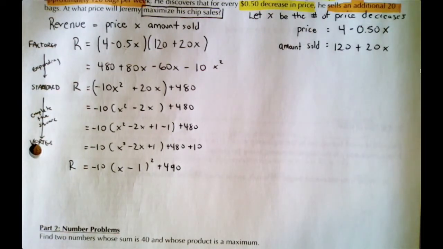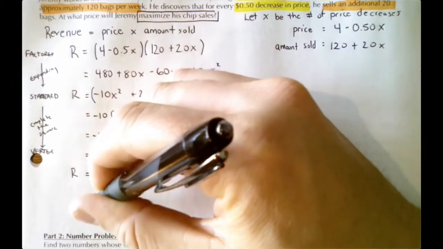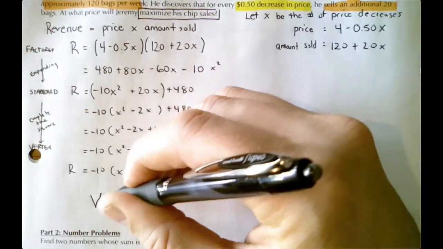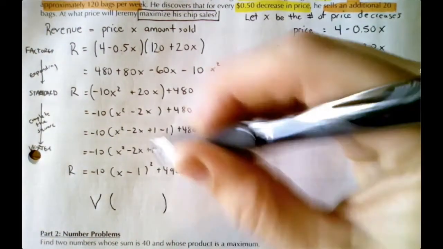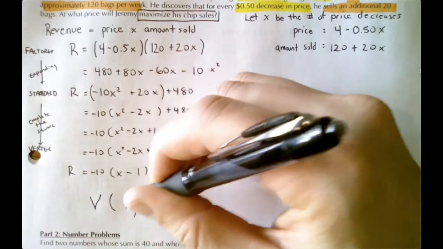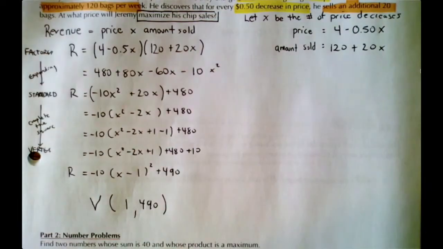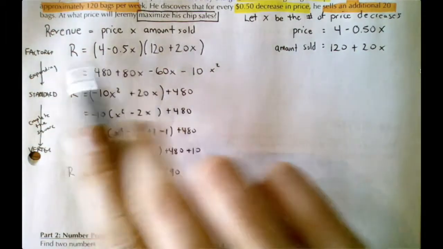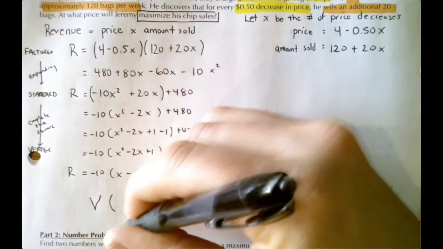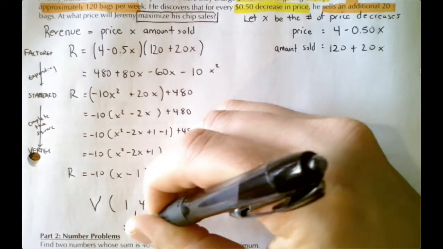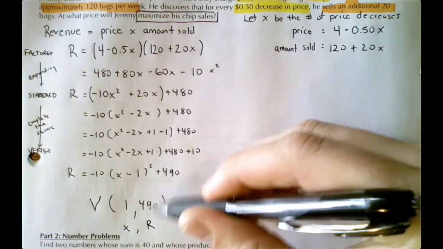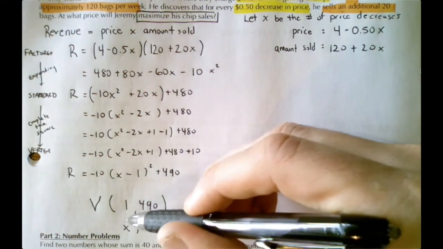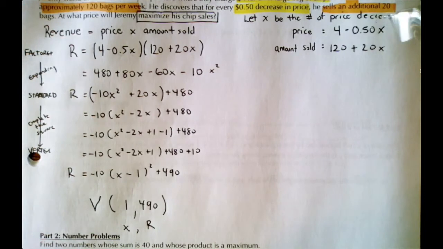So what does this tell us? Well, we have a vertex, and our vertex is 1, 490. So the question is, what does this represent? Well, our equation is about x's and r's instead of x's and y's. So this is an x and that is an r. R stands for revenue and x stands for number of price decreases.